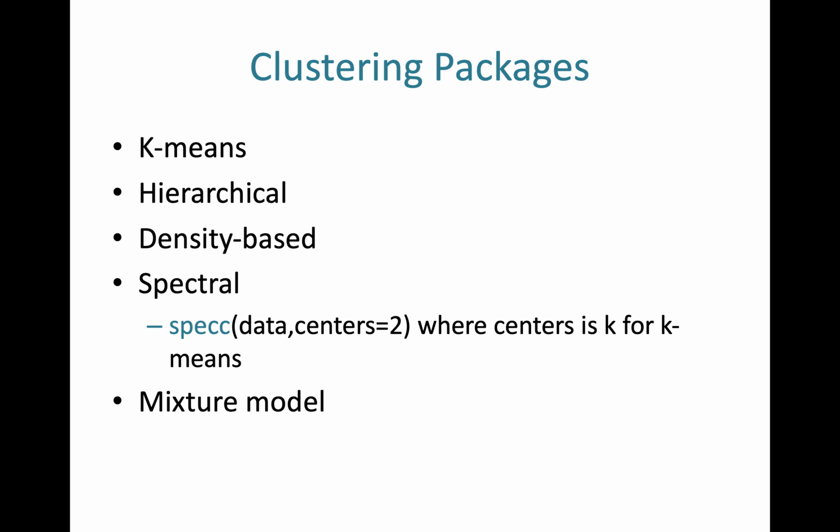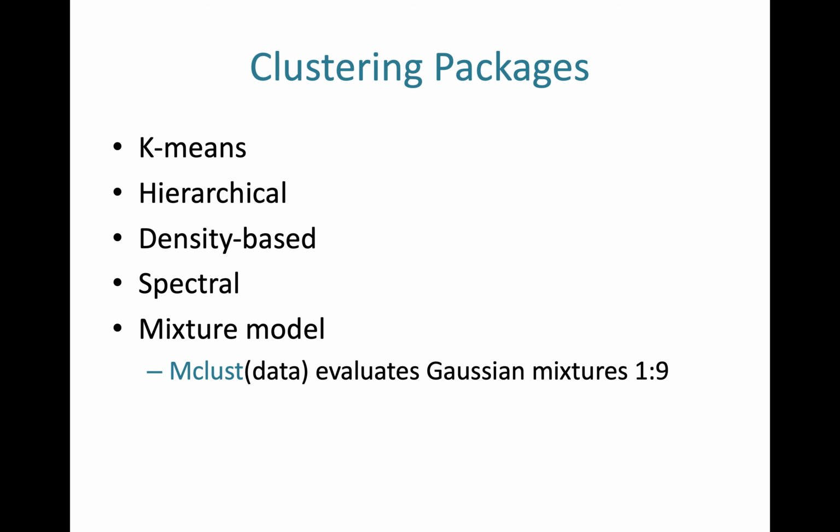For density-based, I recommend using either fpc or dbscan, and we'll see examples for k-means, hierarchical, and density-based in this class. And then for spectral, you can use a package called kernlab's specc, where you need to specify the number of centers, or the k-value. Remember that here, the idea is that the first k eigenvectors is basically the number of components in the graph, so it's the number of clusters that you want to identify. And then for Gaussian mixture models, I recommend using mclust, and it basically evaluates different numbers of clusters from 1 to 9.